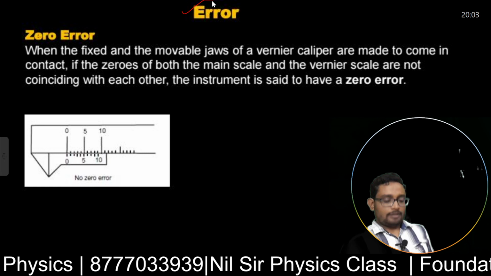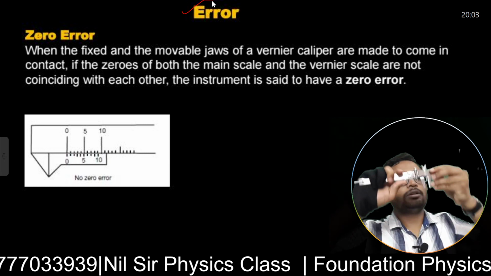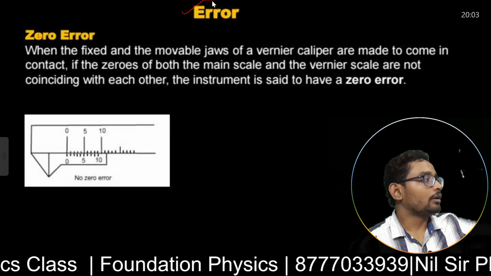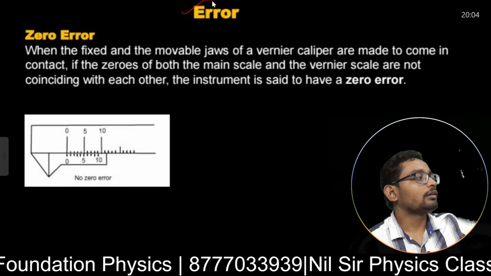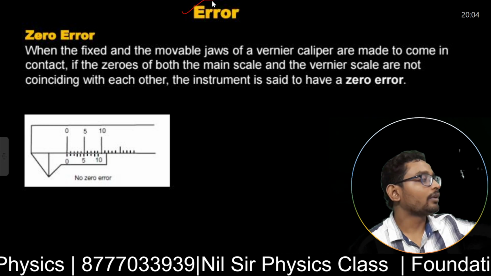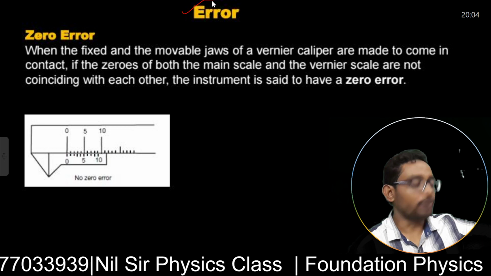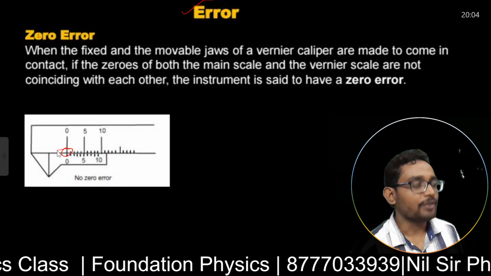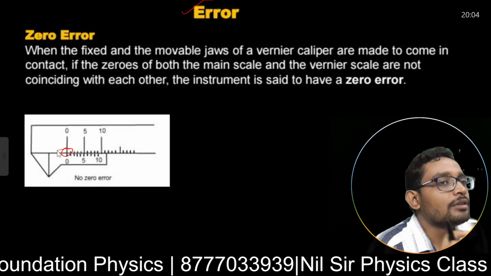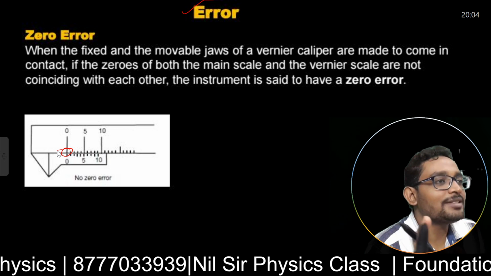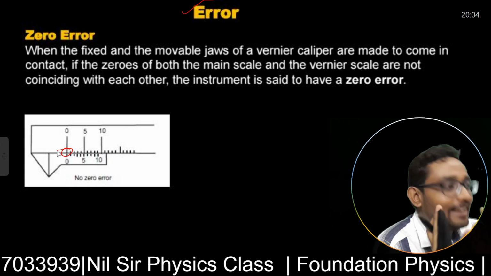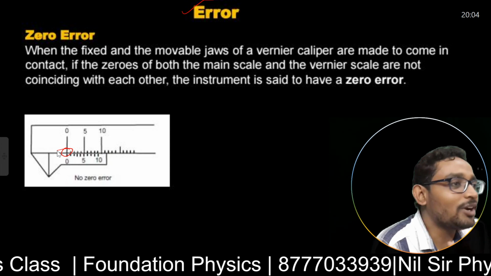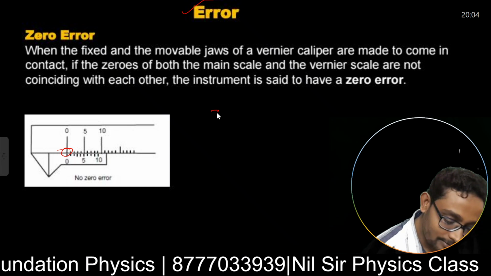Now the zero error. Look, when I make these two touch, you can see that the 0 of the vernier scale and the 0 of the main scale are coinciding. So in this case we have zero error. The error is called zero error, and now your error is 0. So that's why it is called zero error.